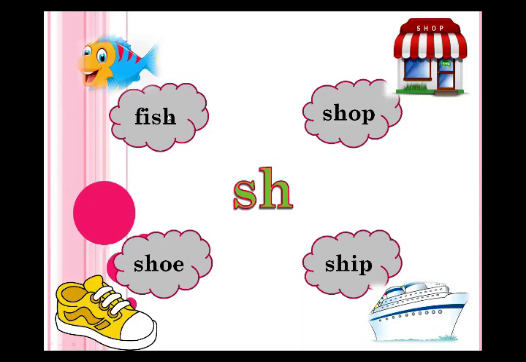Now look here, here is another example, another sound. Which letter is it? It is a C, and its sound is K. And it is H, its sound is H.